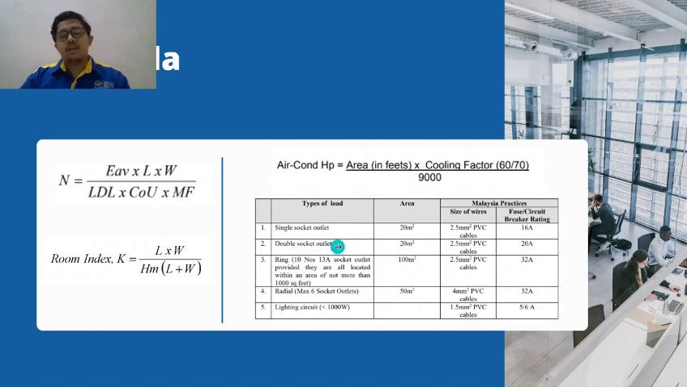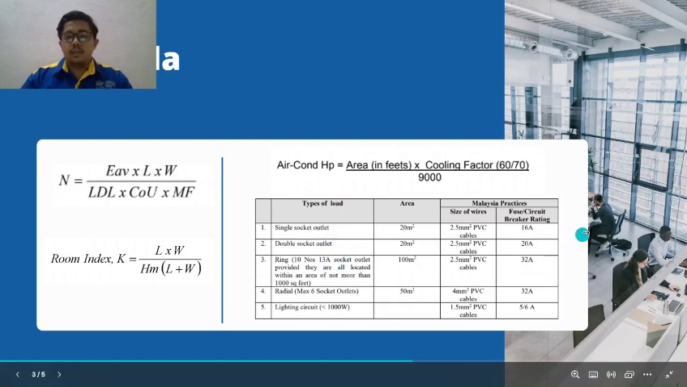For sockets, to choose the socket outlet, we can use this table. As we can see here, for a single socket outlet, we can see the size of wire and circuit breaker that we can use. So for assignment 2, I use single socket, double socket and ring.